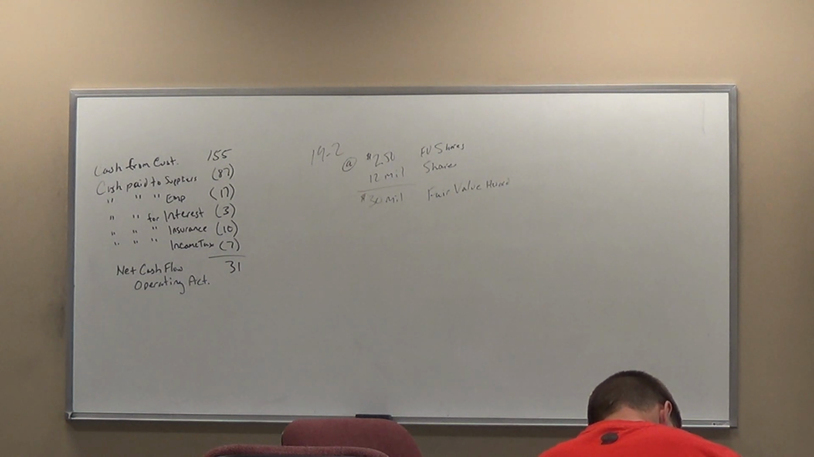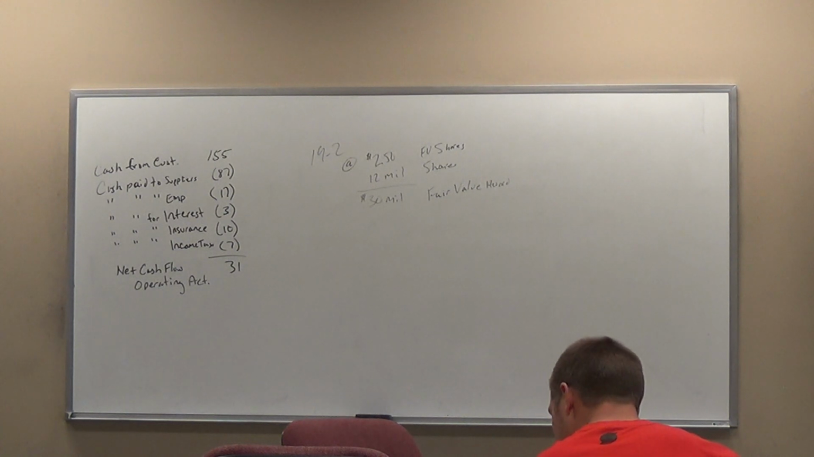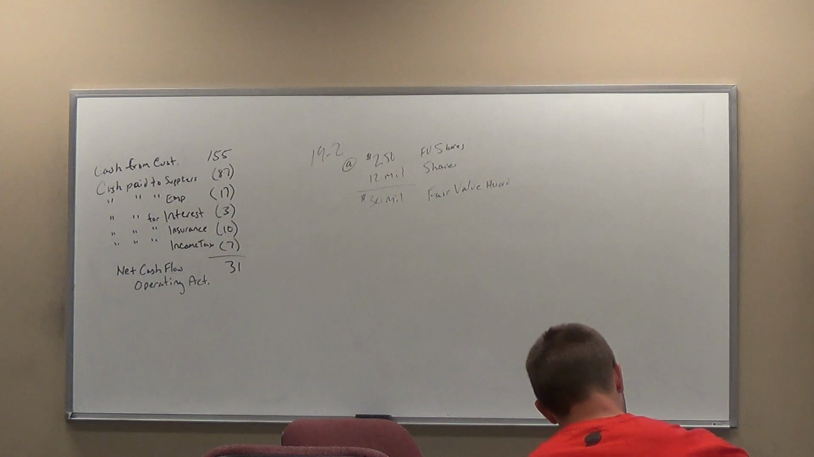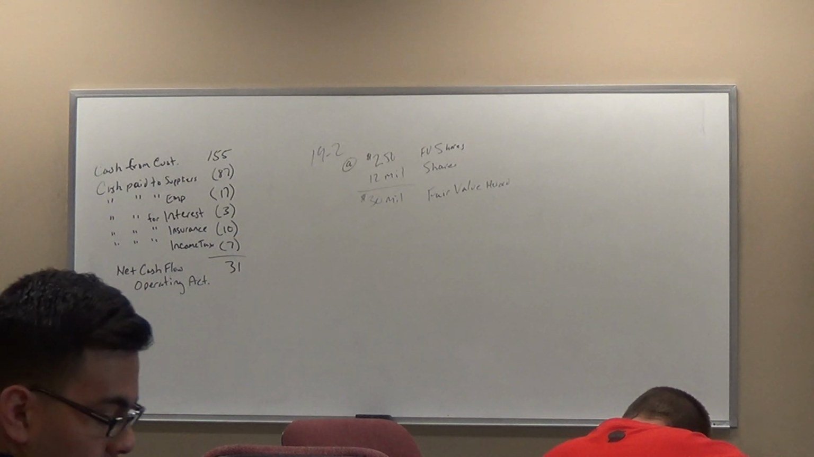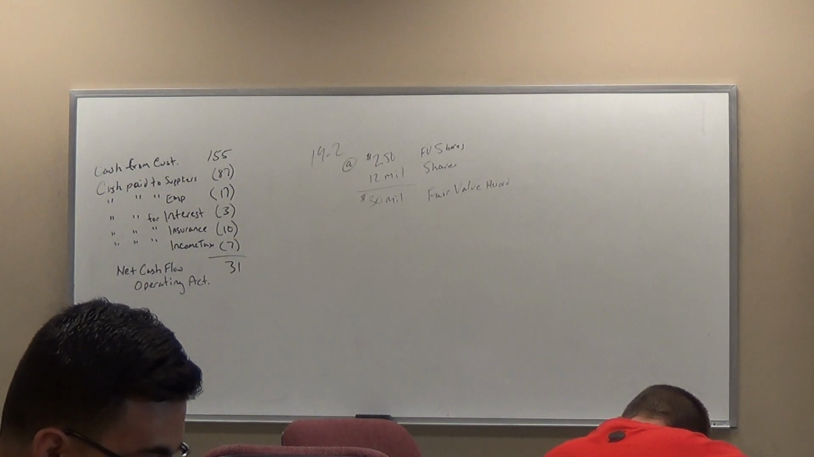All right, any questions on how we got that? Pretty simple. Next question: prepare the appropriate journal entry to record the award of restricted shares on January 1st, 2013. Did we award anything? They didn't award anything yet. We have that potential out there, but we haven't given it to them yet until the grant date. So there is no journal entry as a part of that.